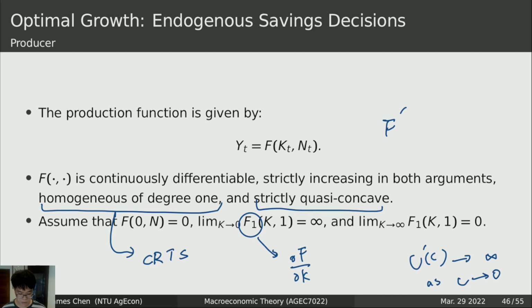The same thing. And if k goes to infinity, this partial derivative goes to 0. That means the marginal gain of additional capital when k is really large is very, very low, even goes to 0. Okay?